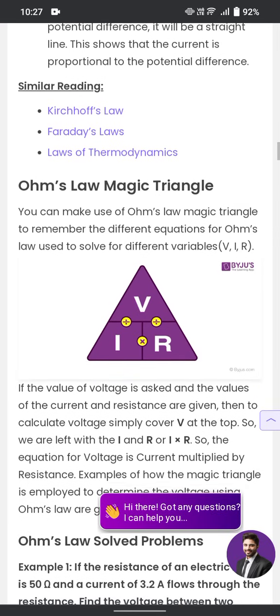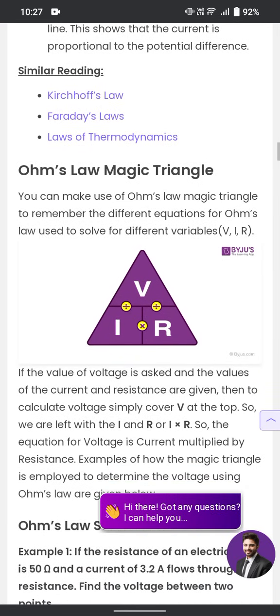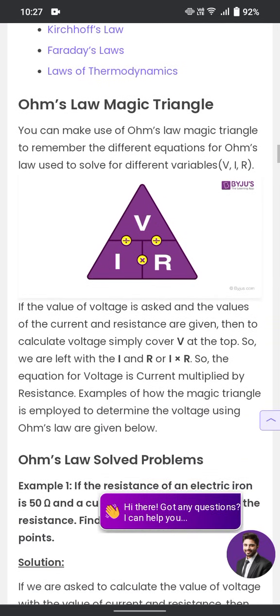Similar readings: Kirchhoff's law, Faraday's law, laws of thermodynamics.